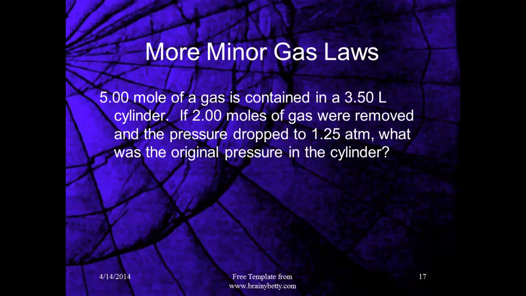Last example. 5 moles of a gas is contained in a 3.5 liter cylinder. Do you need to add the 5? Yeah. Okay, add the 5 to your story problem. If 2 moles of gas were removed and the pressure dropped to 1.25 atmospheres, what was the original pressure in the cylinder? What's N1? 5. What's P1? We don't know. We're looking for it. What's N2? 3.